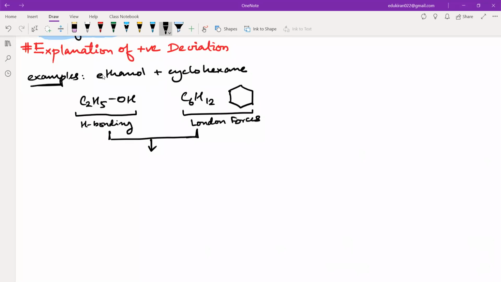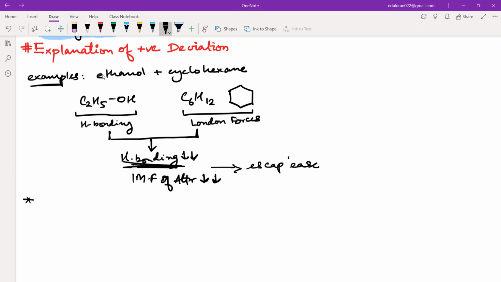Okay, hydrogen bonding, London forces. So hydrogen bonding will decrease. Now what is happening when we are mixing these two things? Hydrogen bonding is decreasing. That means intermolecular forces of attraction decrease. Now what can we write? If the intermolecular forces of attraction decrease, then what is going to happen? Then escaping will be easy. If escaping is easy, then what is going to happen? More vapor and more vapor pressure also. That is why we will have positive deviation.